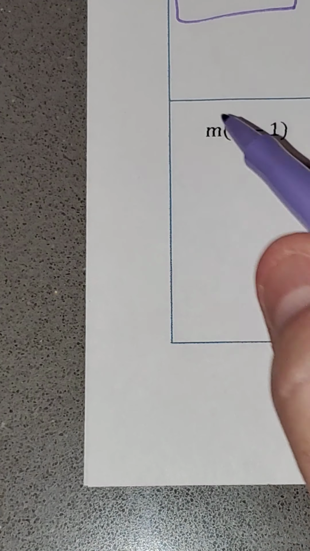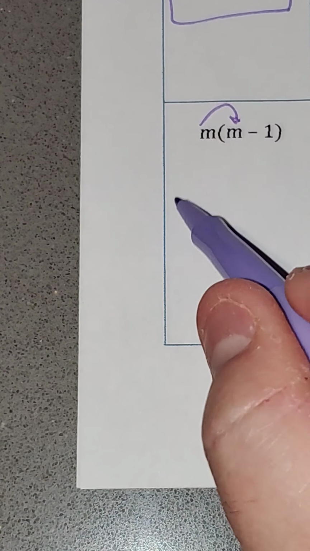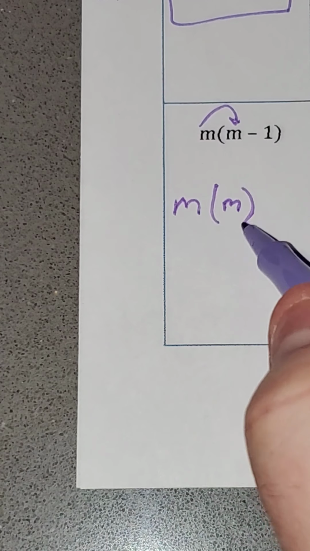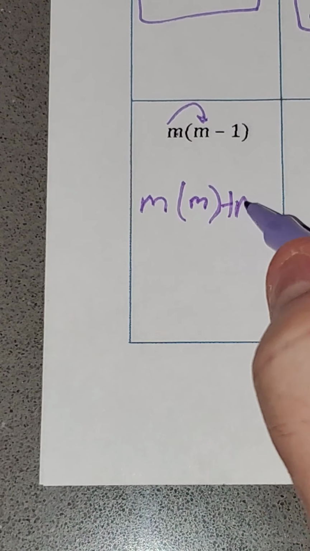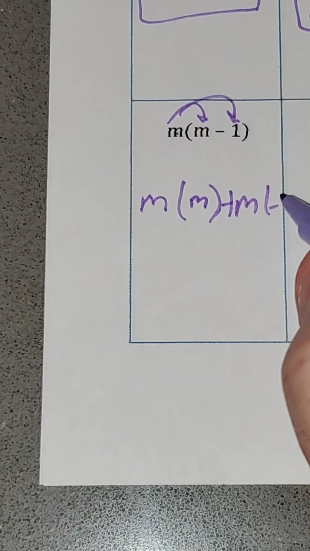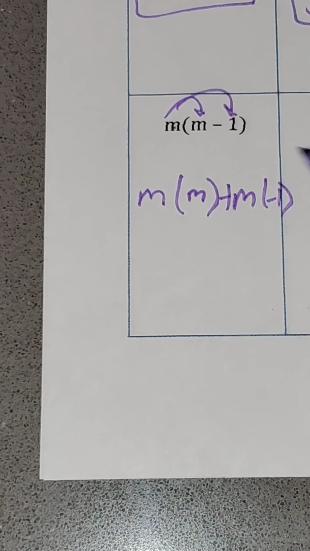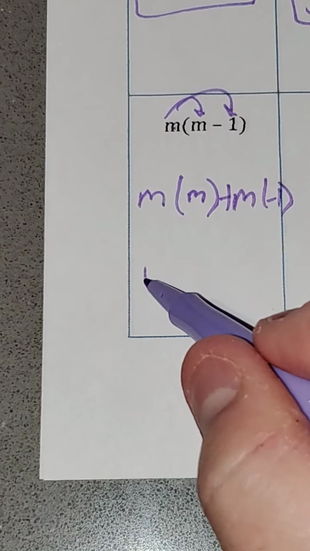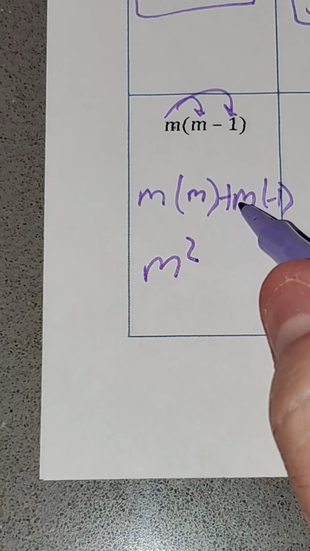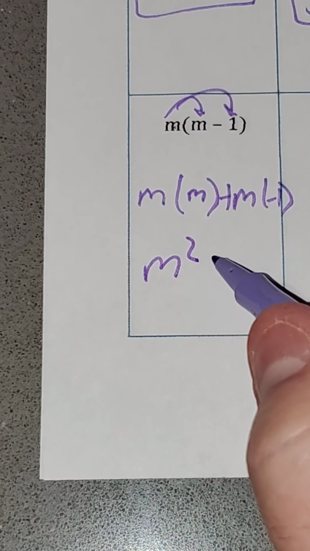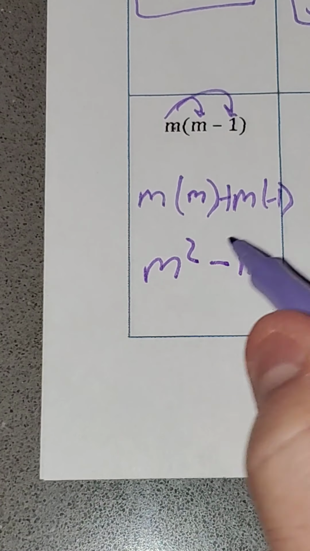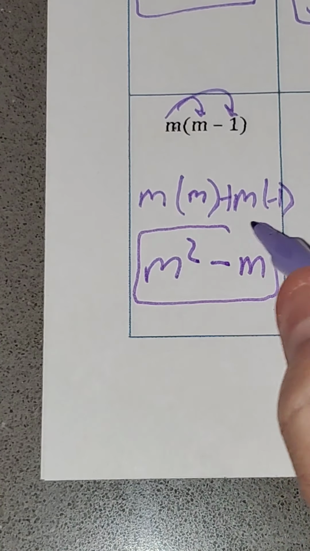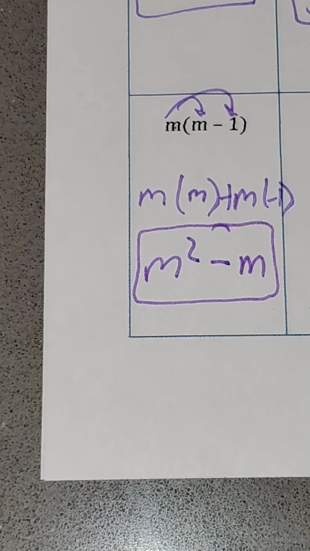Notice I have an m that is positive times an m that is positive. And then I have an m that is positive times a negative 1. M times m is m squared. Positive times negative gives me a negative. 1 times m is just m. And we're done. Pretty simple there.